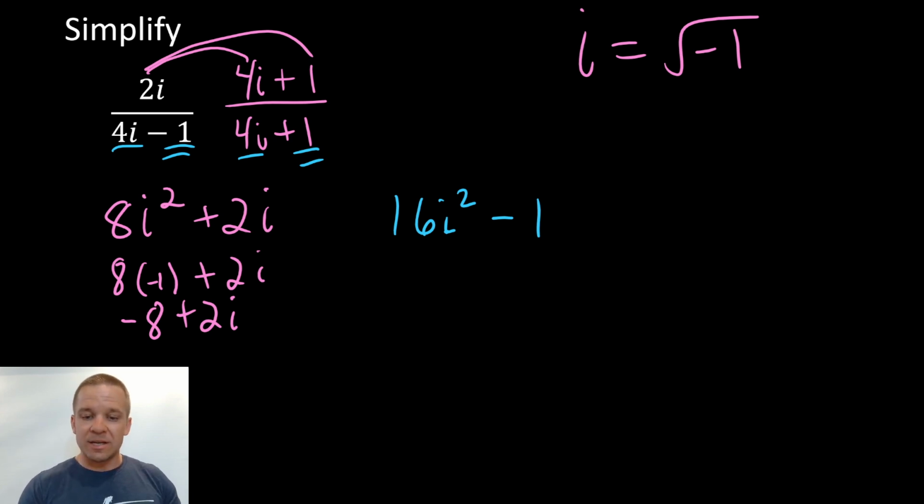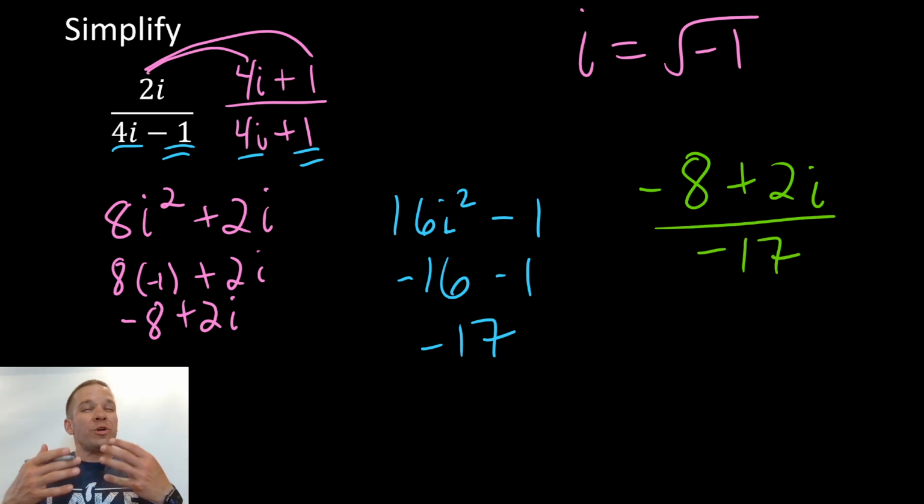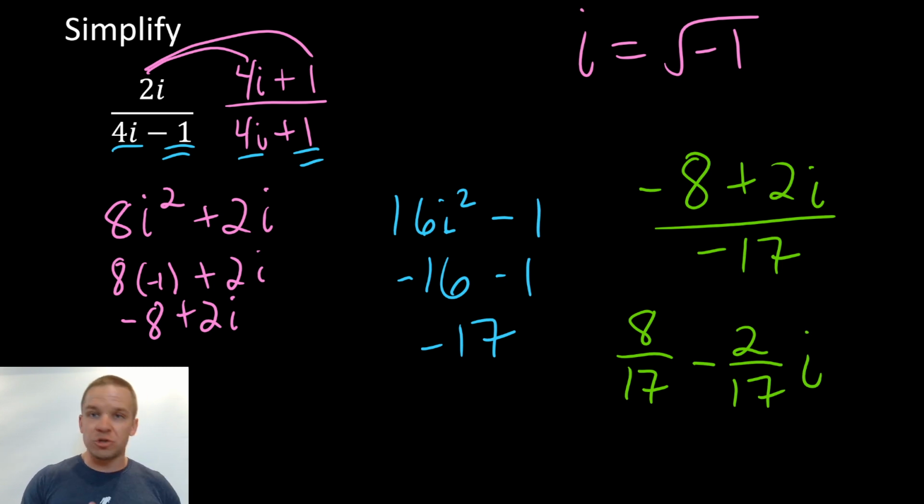So now I have 16i squared minus 1. That's going to give me -16 because i squared is -1. Minus 1, that's going to be -17. Now I can have my final answer where I have -8 plus 2i over -17, which is acceptable for most, but usually you want to write them as separate terms. So we're going to have -8 over -17, or just 8 over 17, minus, and it would be 2 over 17, i. All right? So that's the official way of writing it.